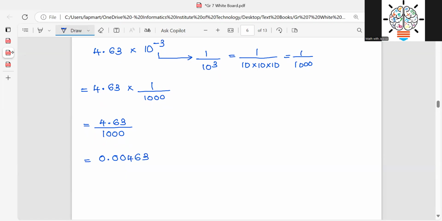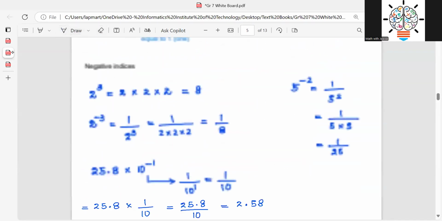0.00463. Now you can see that earlier it was here. Now the decimal point is here. So then there are 3 steps to the left side. So then the final answer is 0.00463. Hope it is clear, children.